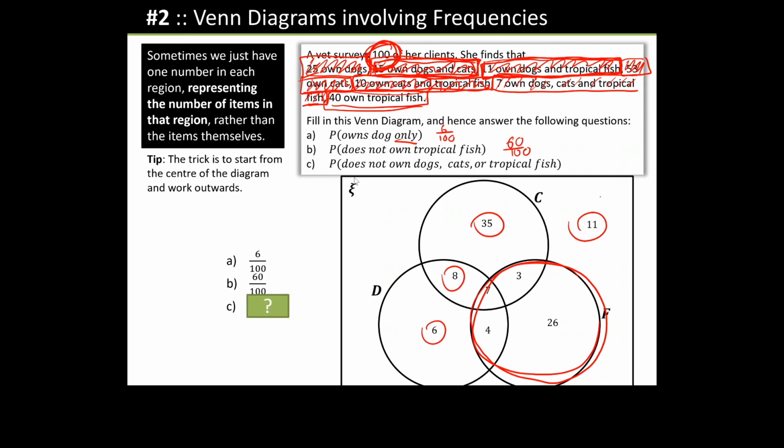And then lastly, probability that they do not own dogs, cats, or tropical fish. So not owning any of those. So that's obviously referring to this 11. So it would be 11 out of a total of 100. It's the last one. So that's how we then use the Venn diagram to answer questions on probability.